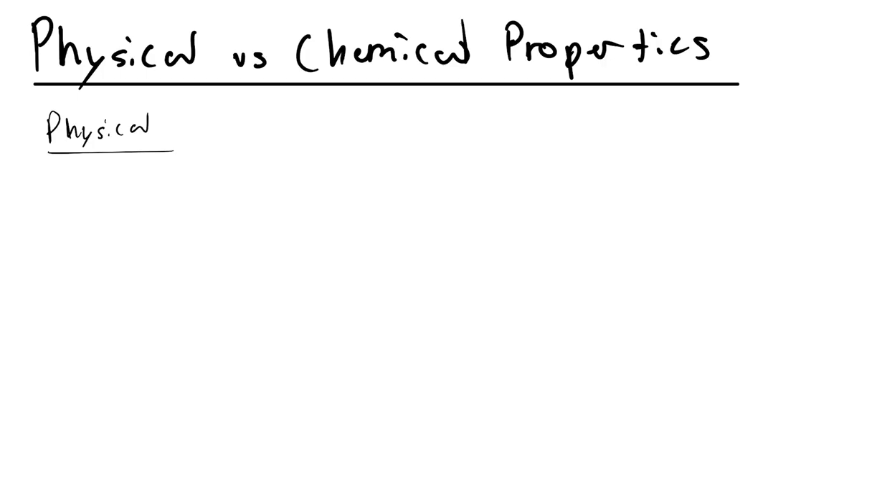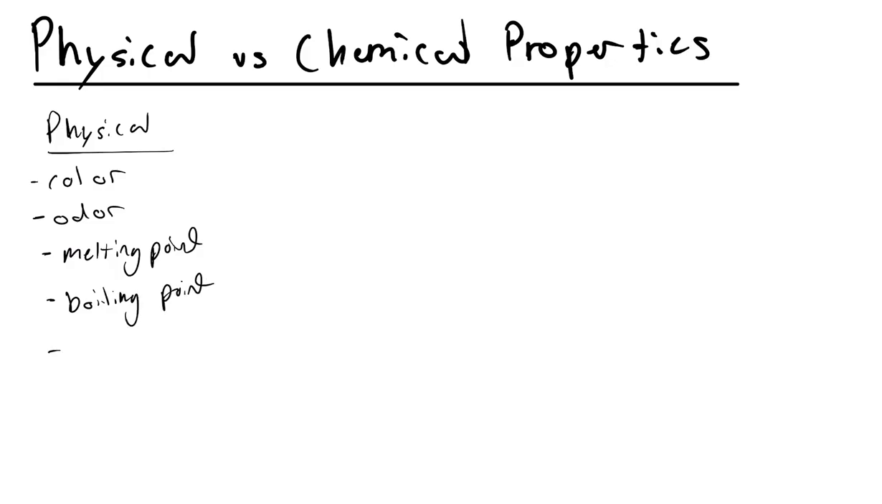So just something you can really just observe or measure. Some examples could be color. You can see the color of something. Another example could be odor. You're smelling it, you're observing it. Melting point. You measure the melting point of something. Another example could be the boiling point, and then the density. Both are things which you can measure.